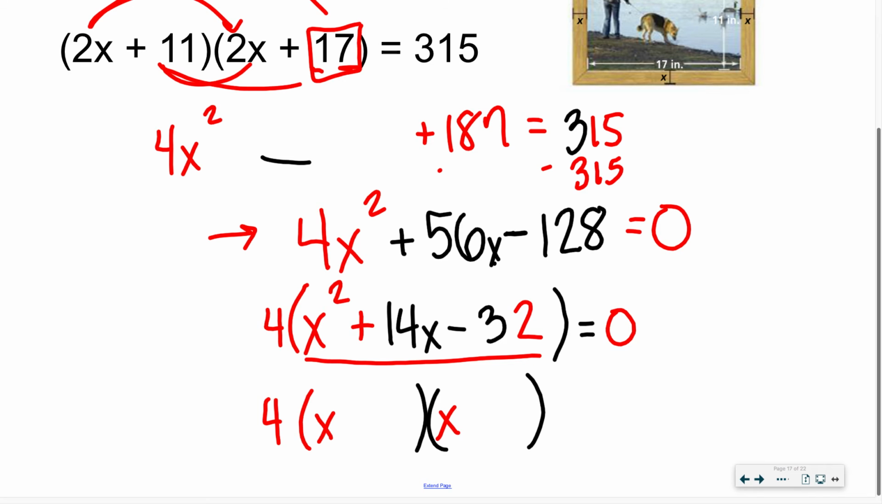What numbers are going to work there? Numbers that do what? They multiply to make negative 32, but they add together to make a positive 14. What do we got? Yeah, positive 16 and negative 2.